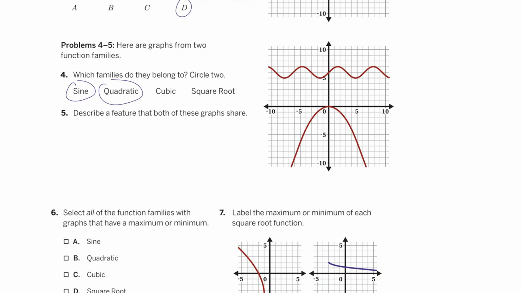Describe a feature that both of these graphs share. So there's lots of different things that we could talk about. Again, they were listed in the summary, like positive and negative. That wouldn't be a great one because the sine one is always positive. Quadratic looks like it's always negative. The domain, however, is something that they share. It looks like with these ones here, they're going on forever in both directions.